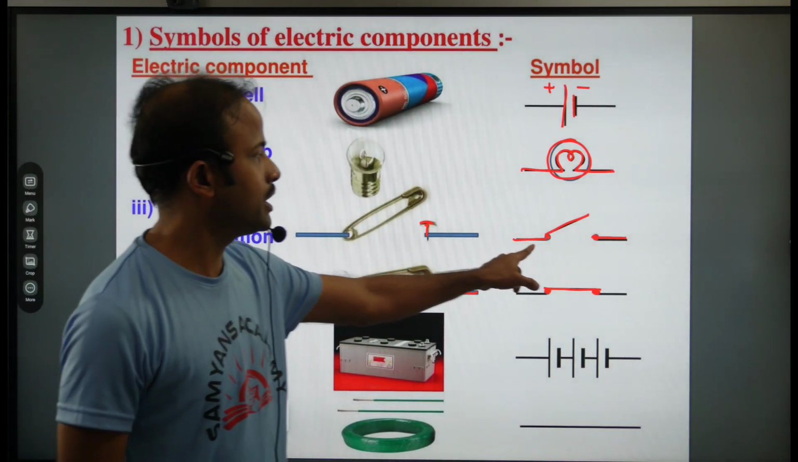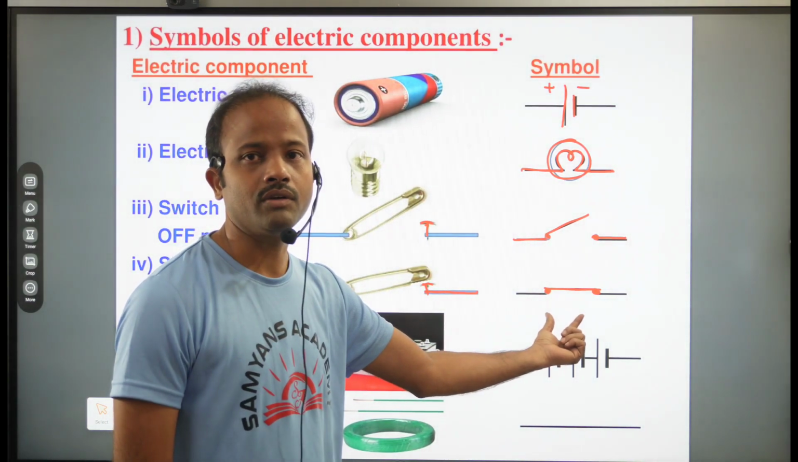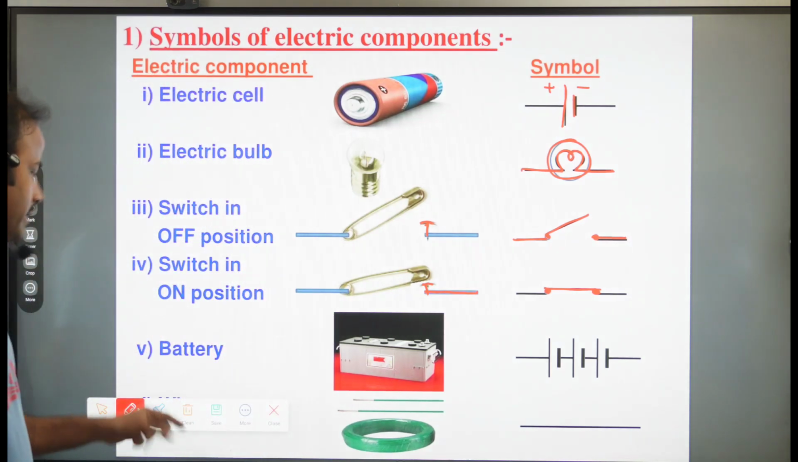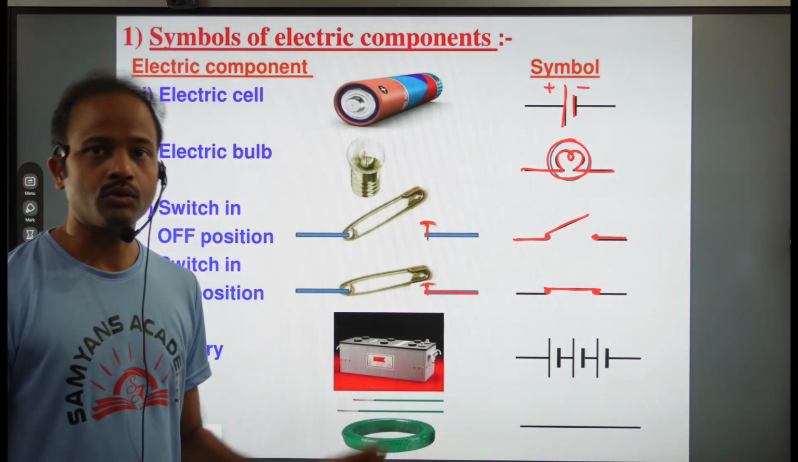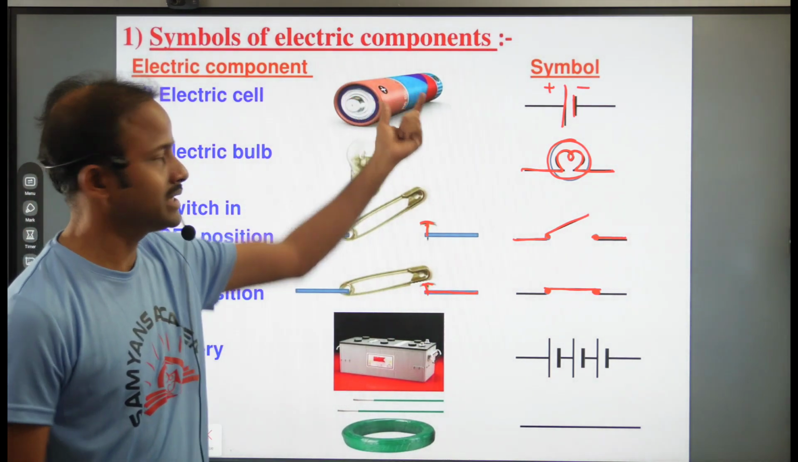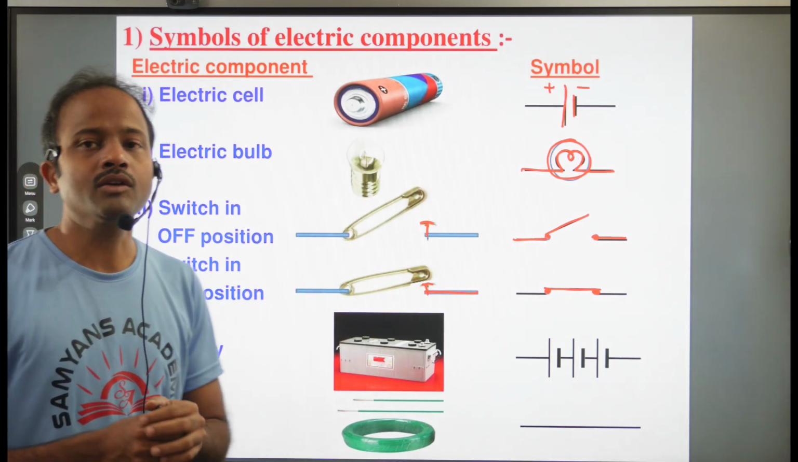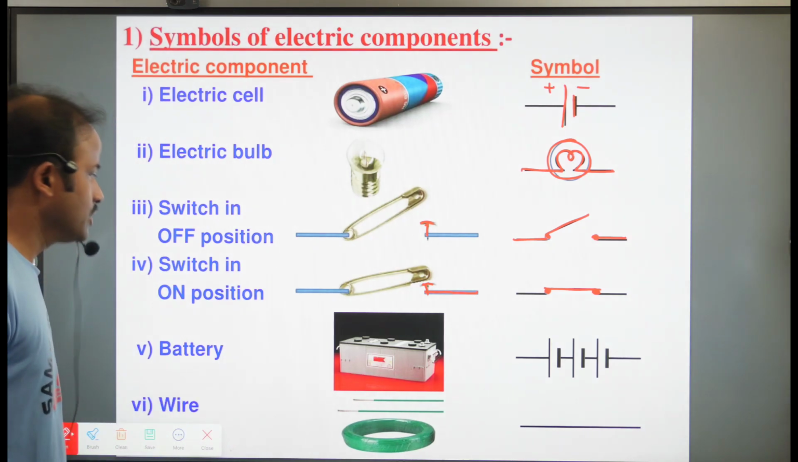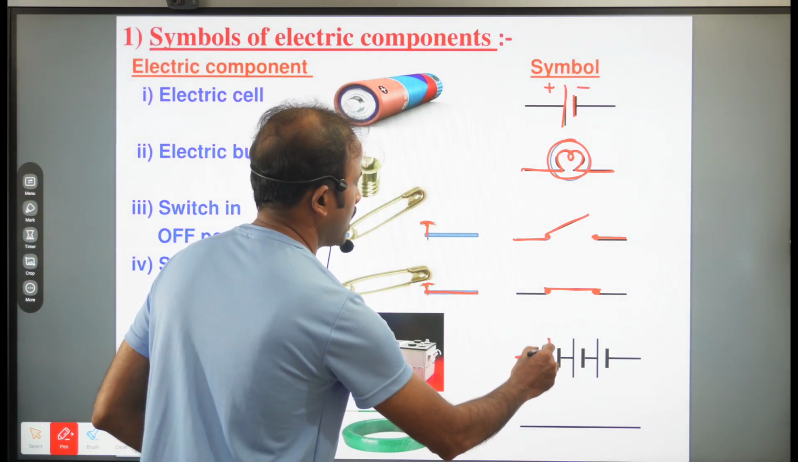Okay, an open switch you represent with this symbol, and a closed switch with this symbol. And now the battery. A battery is a combination of two or more cells. When you combine these cells in series, you get the battery. So the battery is a combination of two or more cells.